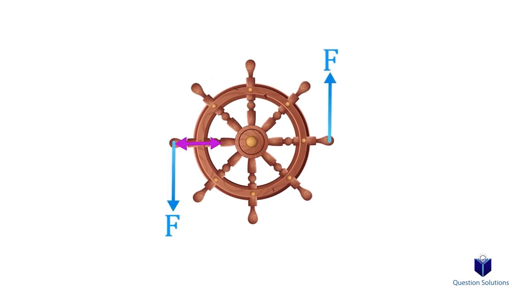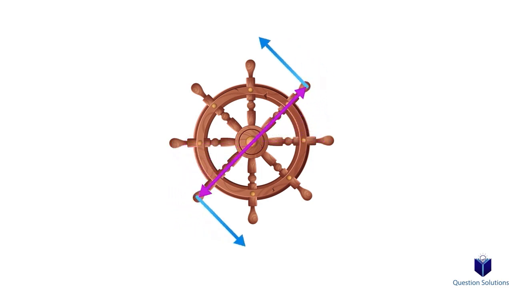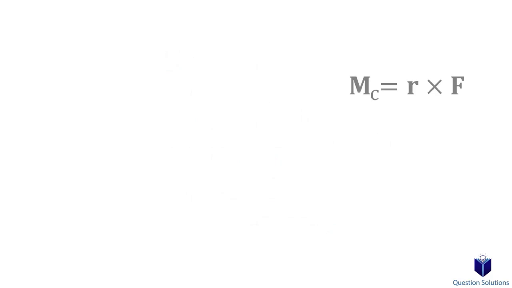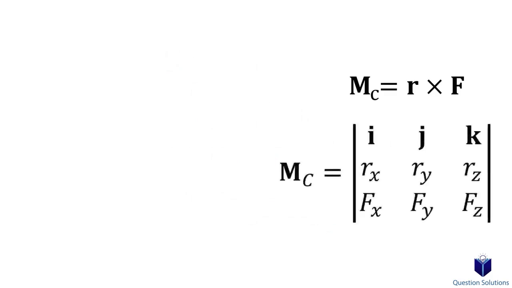In 2D problems, all we need is the perpendicular distance from one force to the other. Even if we move this force to this point or this point, it won't make a difference, because what determines the couple moment is the perpendicular distance between them. This is also why a couple moment is called a free vector. So in scalar problems, we can find the moment by multiplying the force by the perpendicular distance. When it comes to a vector formulation, we take the cross product between a position vector and the force.